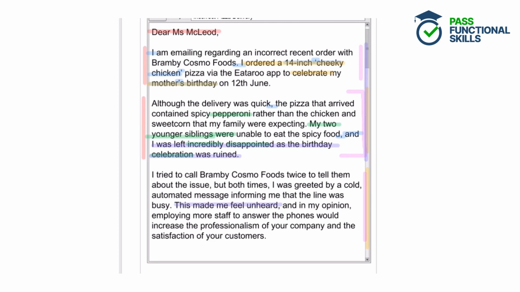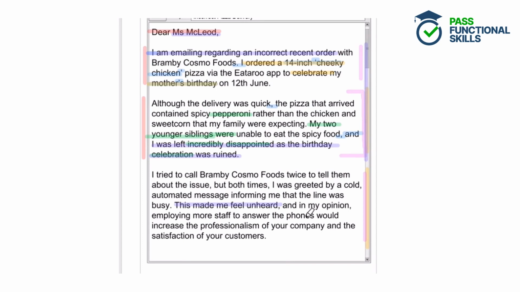We were also really well adapting to the audience of the question. So we know that we're writing for Ms. McLeod, who is the owner of the business, and we have used a formal tone throughout the text in order to match up with this professional audience of someone that we don't know. So for example, we have formal language such as I am emailing regarding an incorrect recent order. So the answers use standard English throughout. There are no kind of slang words or anything that will make it more informal.